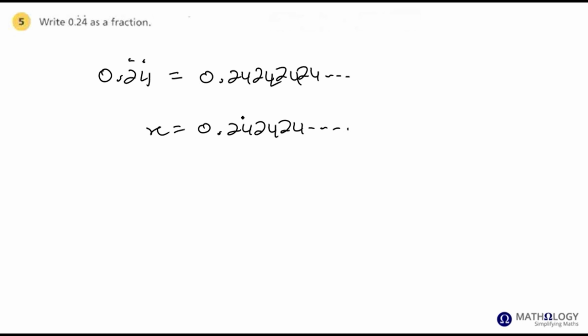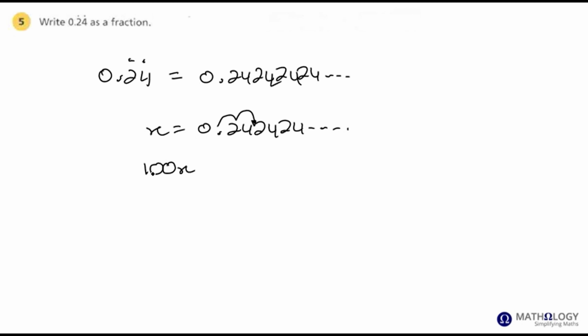So we can't just multiply by 10 because then we would have 2.42424. But we need both 2 and 4 to recur. So we need to move the decimal point not one place to the right, but 2 places to the right, because then the digits after the decimal point will be 242424, and that's exactly what we want over here. So we're going to multiply it by 100 now, because we're moving the decimal point 2 places to the right, and there are 2 zeros in 100.